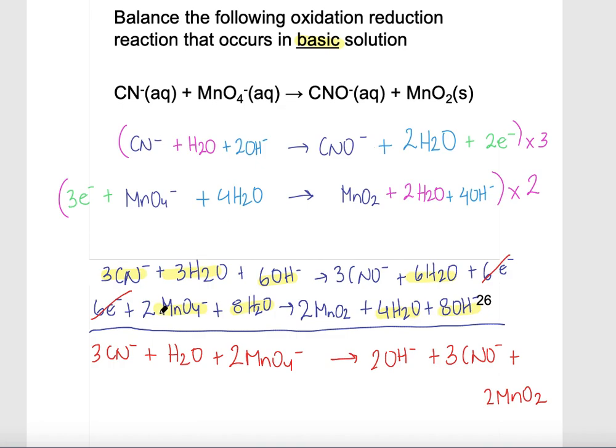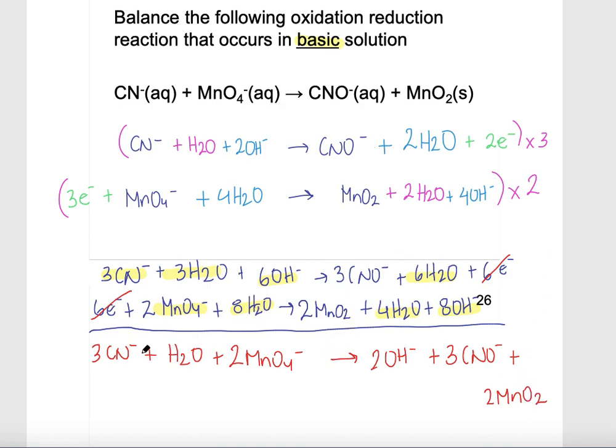So for example, my carbons, I have 2 carbons on both sides. My nitrogens, I have 3, I have 3 carbons. I also have 3 nitrogens. I have 2 manganeses, 2 manganeses. My oxygens, I have 1, and here there's 8, so 9 on the left. And on the right-hand side, I have 2 plus 3, that's 5, plus 4, that's 9 as well.